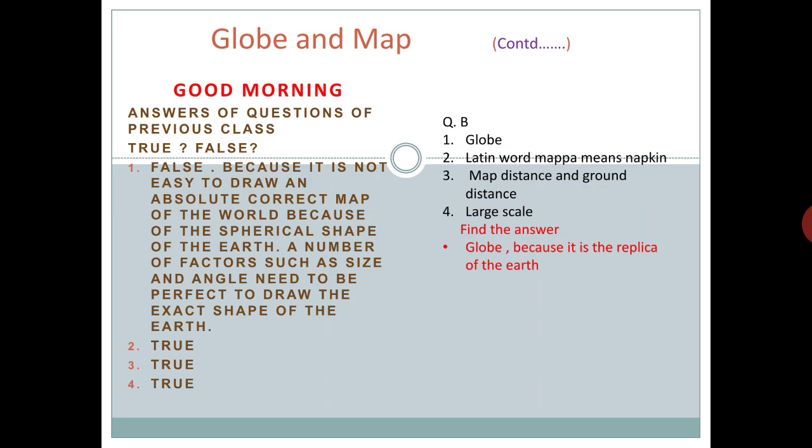The fourth one: a plan is drawn on a large scale. We will discuss about it today. Another one: which one of the following is the true representation of earth? Map, globe, plan or sketch? It is only the globe because it is exactly the shape of the earth. It is also called a replica of the earth. So that's why it is the true representation of earth.